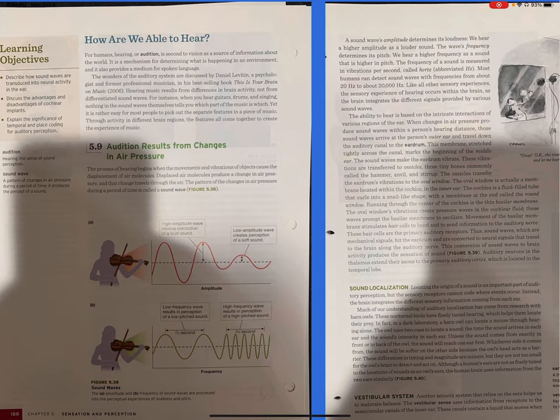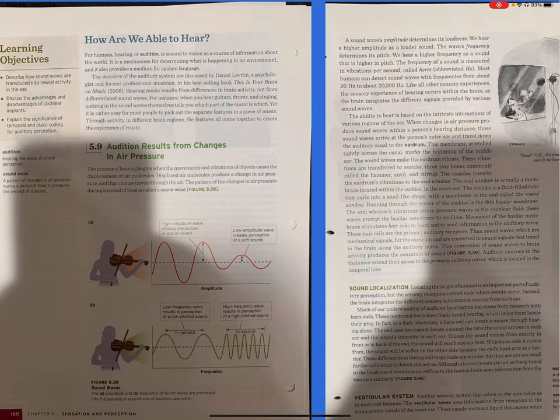5.9. Audition results from changes in air pressure. The process of hearing begins when the movements and vibrations of objects cause the displacement of air molecules. Displaced air molecules produce a change in air pressure, and that change travels through the air. The pattern of changes in air pressure during a period of time is called a sound wave. See figure 5.38. A sound wave's amplitude determines its loudness.